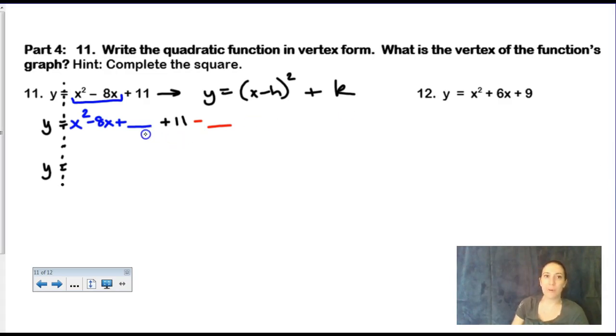So let's figure out what goes in that blank. You're supposed to take half of your b term here, so negative 8 cut in half, and then squared is 16. Negative 4 squared.